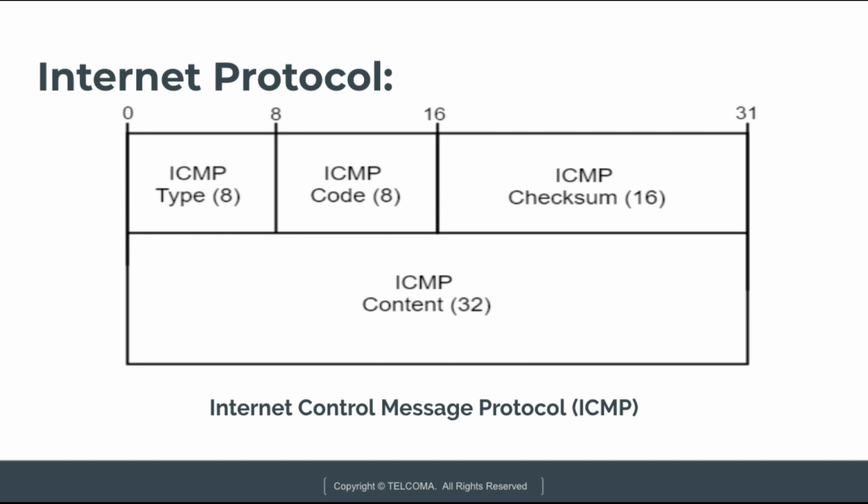Next is ICMP code. Here all ICMP types have different codes. Some types only have a single code while others have several codes. This field is also 8 bits in length. Next is checksum. This checksum is a 16-bit field and it is used for error checking of the header field and the data. And the last one is ICMP content. This field has variable size and it contains the user data.